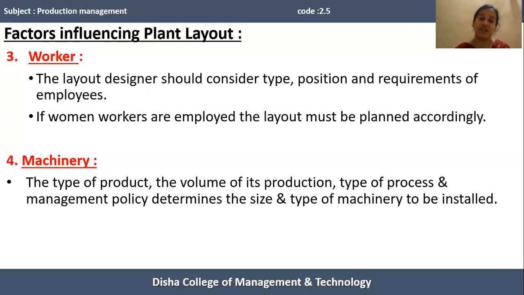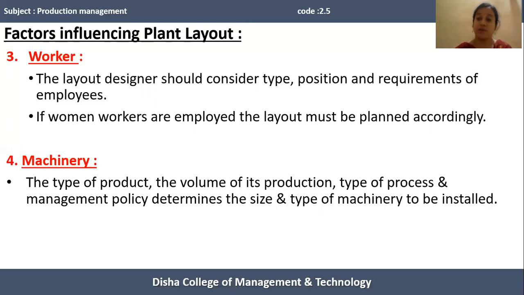And after that, he should identify the types of workers appointed in the organization. If the organization has female workers, then the production manager should arrange different facilities for women employees. He has to construct a separate room for the requirements of these employees.